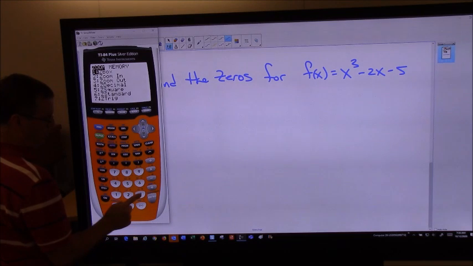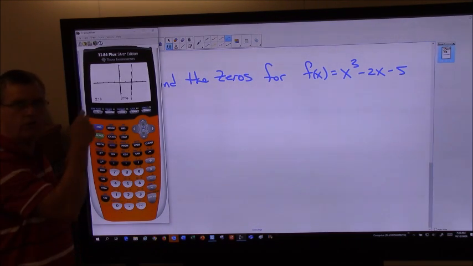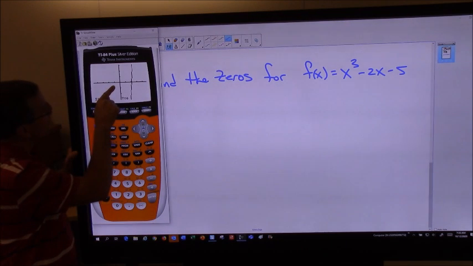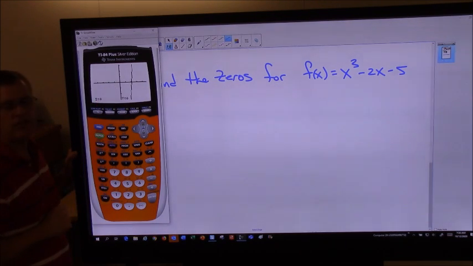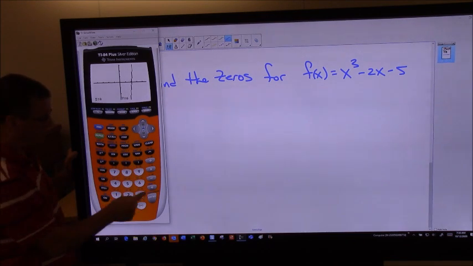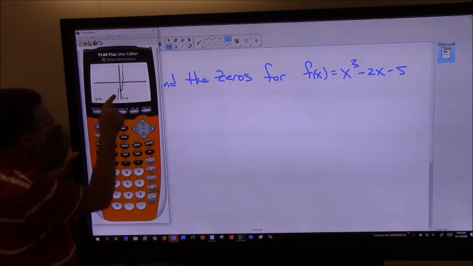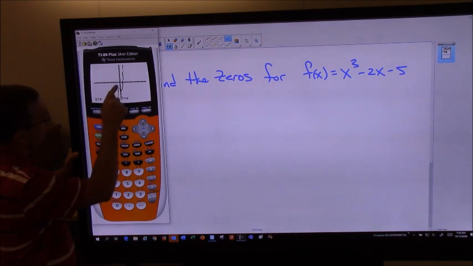So I'm going to hit option 3. One of the things the calculator wants to know is, what do you want to see at the center of your screen? Right now you can barely see the cursor flashing at the origin. So I'm going to hit enter because I still want the origin at the center. And now I see this little up and down thing here.